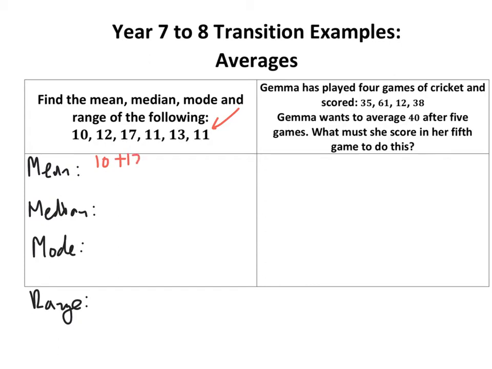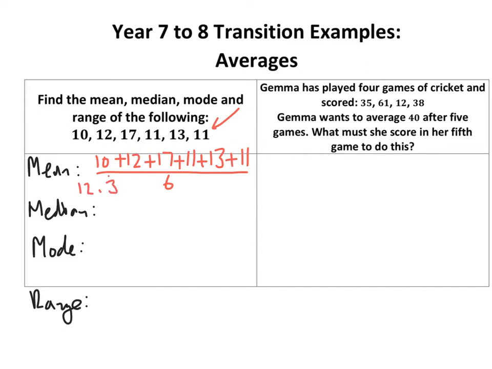So 10 plus 12 plus 17 plus 11 plus 13 plus 11, all divided by 6. I've written it like that because on your calculator it's probably best to use the fraction key. But if you don't have a fraction key, remember to press equals after you've added everything up, because if you're not careful, you will just be dividing the last one you typed in by 6, not the whole thing. Now, with a mean, I'm going to have to write it here, 12.3 recurring.